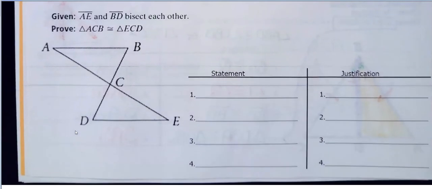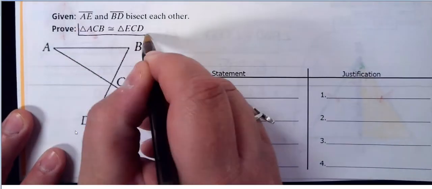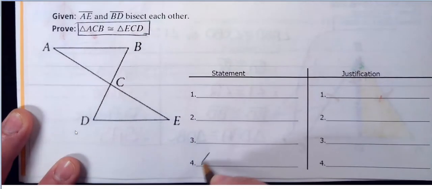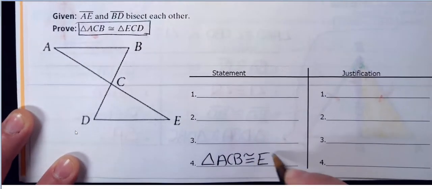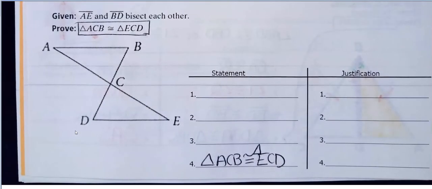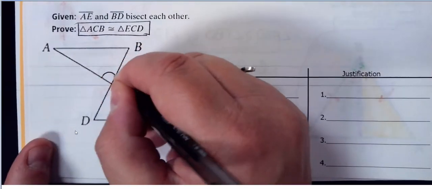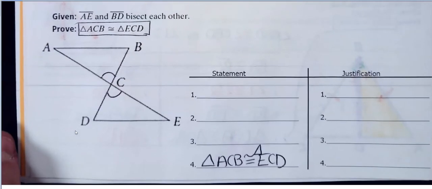Okay, one more. Now, if I look at this problem, I'm going to try to prove triangle ACB is congruent to triangle ECD. Oh, I forgot the triangle symbol. Here we go. Whatever I'm trying to prove, that's my last step. Done. Now, looking at this problem, I would immediately go, I got my X shape, I got vertical angles. I would just immediately do that if I had this problem.